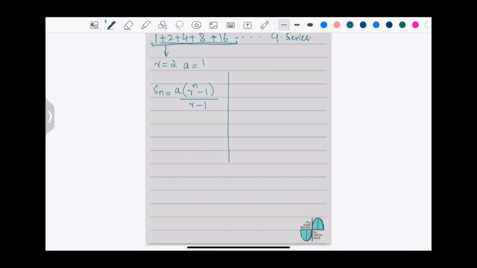The same way, if this r is less than 1, then the sum is equal to a times 1 minus r to the power of n over 1 minus r. Note that the sum will never be negative, as in arithmetic progression, where there had been situations where the sum was negative as well. Not in this scenario. So let's look at some of the questions.